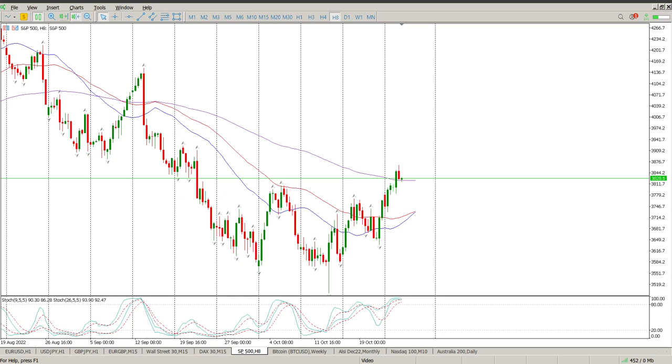Good morning, everybody, and this is the S&P 500 day trade setups for today.